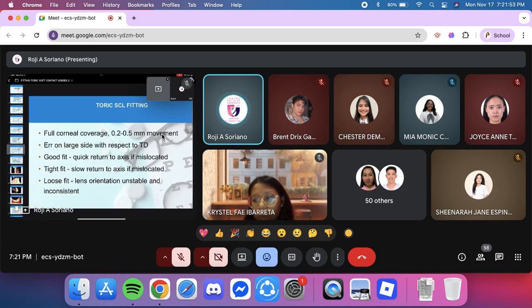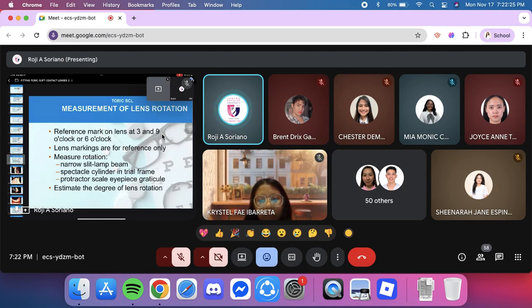All right, so for toric, the fitting full corneal is about 0.2 to 0.5 millimeter movement. You can have an error on large side with respect to total diameter, of course. If HVID is 10 and what's available is 14, we can see the error is large, right? Good fit, quick to return if mislocated. Tight fit, slow to return. Loose, again, unstable and inconsistent. Measurement of rotation, have we seen this? Have we observed this? The reference mark at 3, 9, and 6.